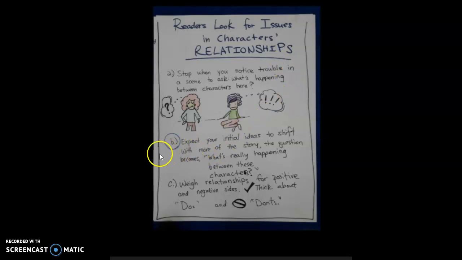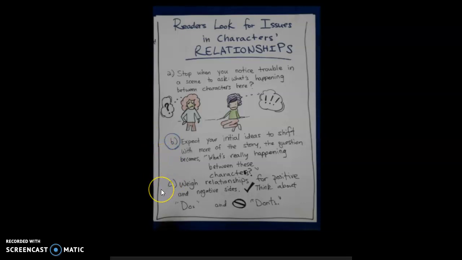B, expect your initial ideas to shift with more of the story. So the question becomes, what's really happening between the characters? So in the beginning, you might think that the characters are best friends. You may believe that they would never do anything to betray one another. And then a conflict may arise where that character just completely changes. And so your mindset, or your ideas about that character, would also change.